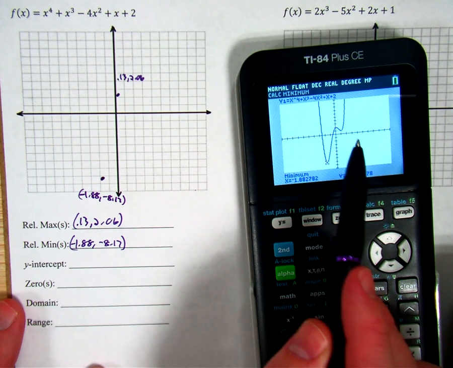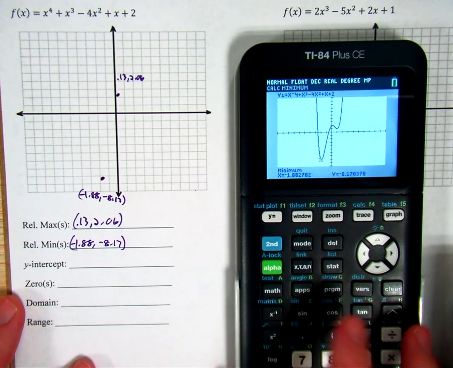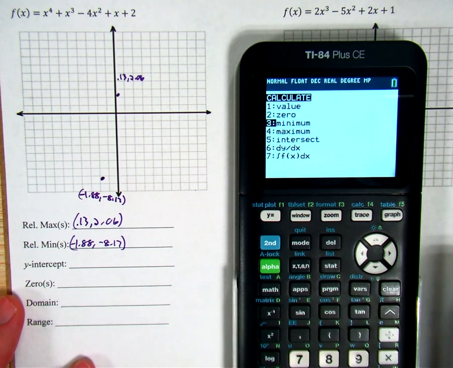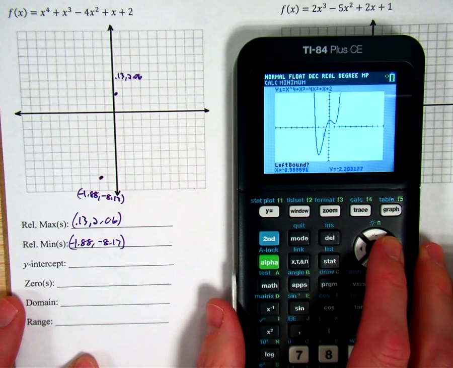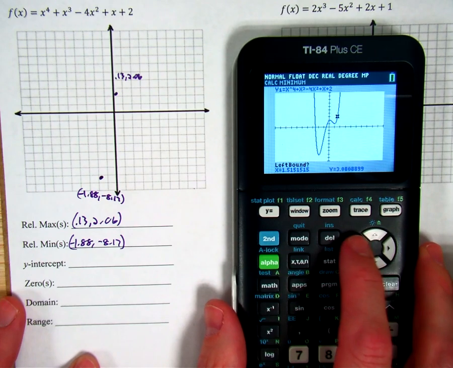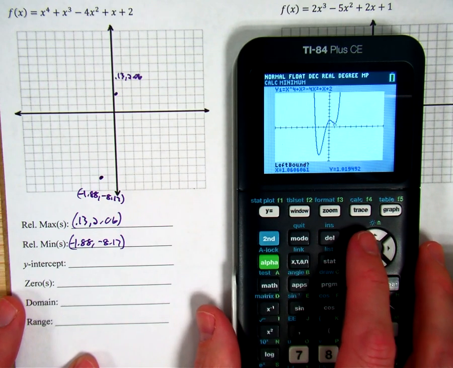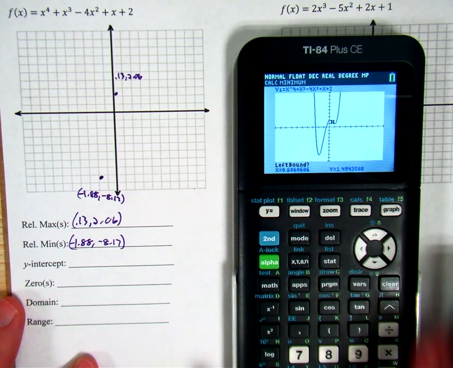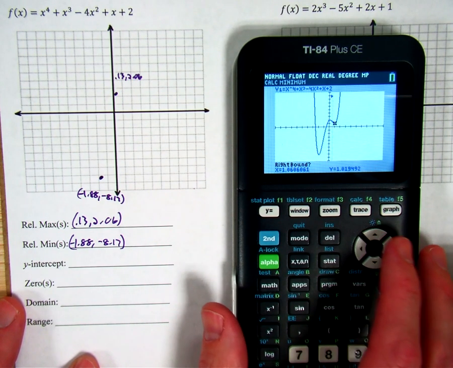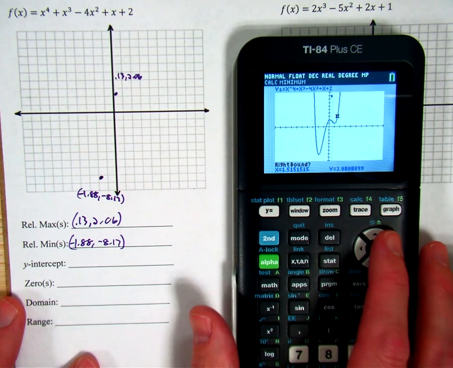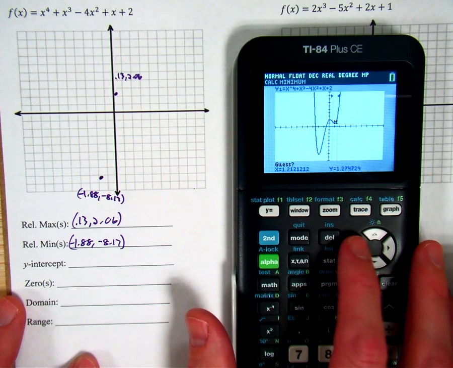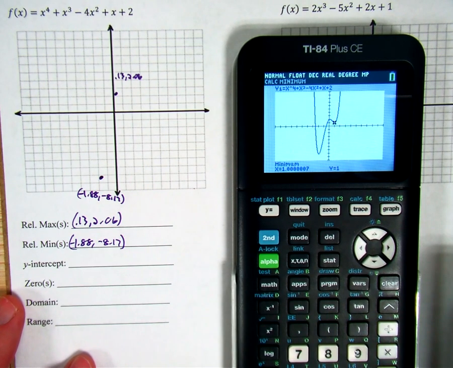Another minimum, just a little itty bitty one up there. Second trace minimum. Okay, get to the bottom of that hill. And we do the same thing. Left, enter. Back down to the bottom. Right, enter. Back down to the bottom. And guess. Ooh, this is a good one.